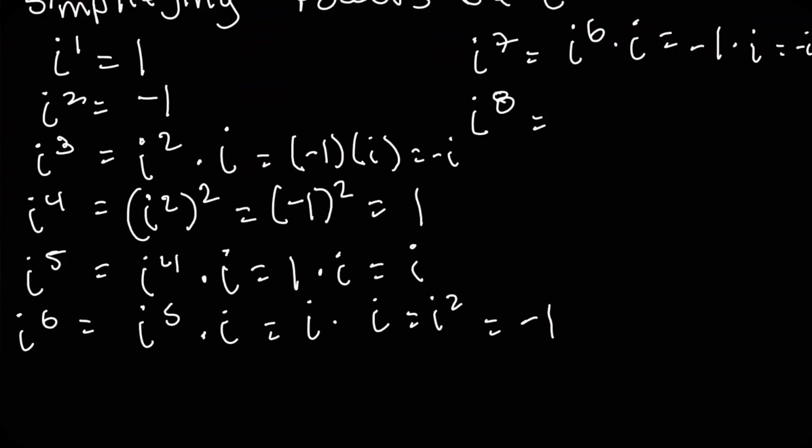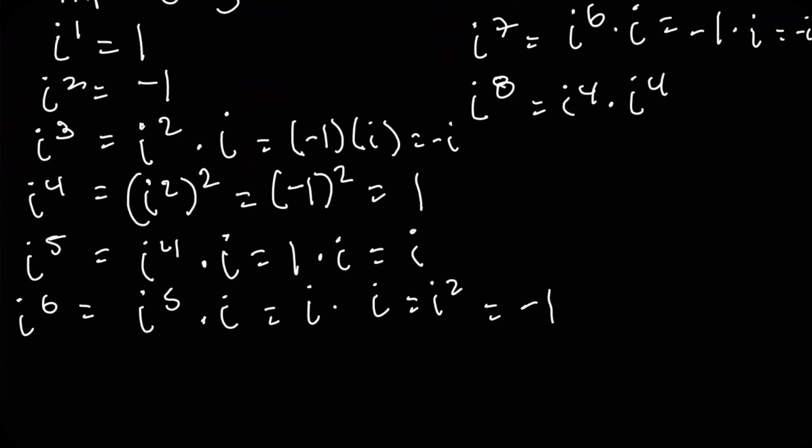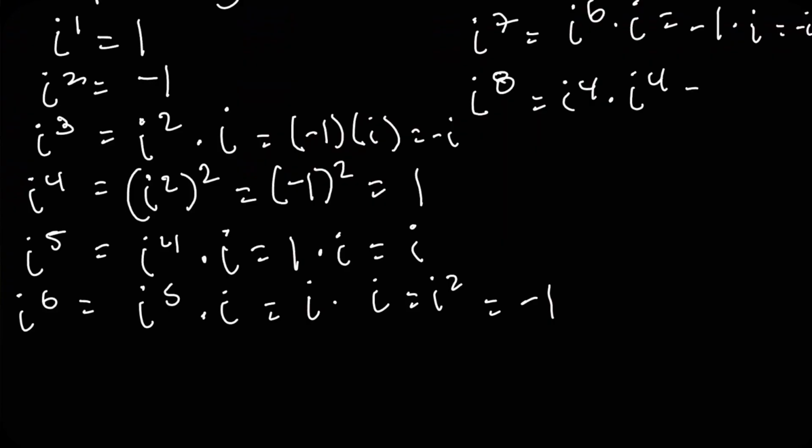And last but not least, we'll do i to the eighth. Let's just say, for example, i to the fourth times i to the fourth. You could also do i to the seventh if you wanted to simplify it, but for our case, let's just say i to the fourth, which was 1. So 1 times 1, or just 1.